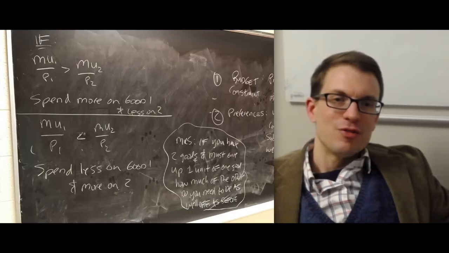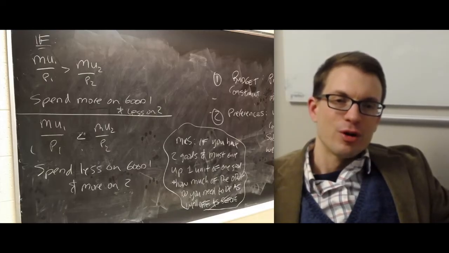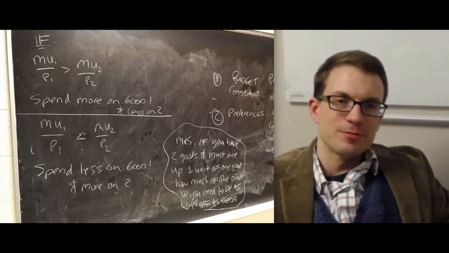So the MRS: if you have 2 goods and must give up 1 unit of one good, how much of the other do you need to receive to be as well off as before? That's what this is saying.